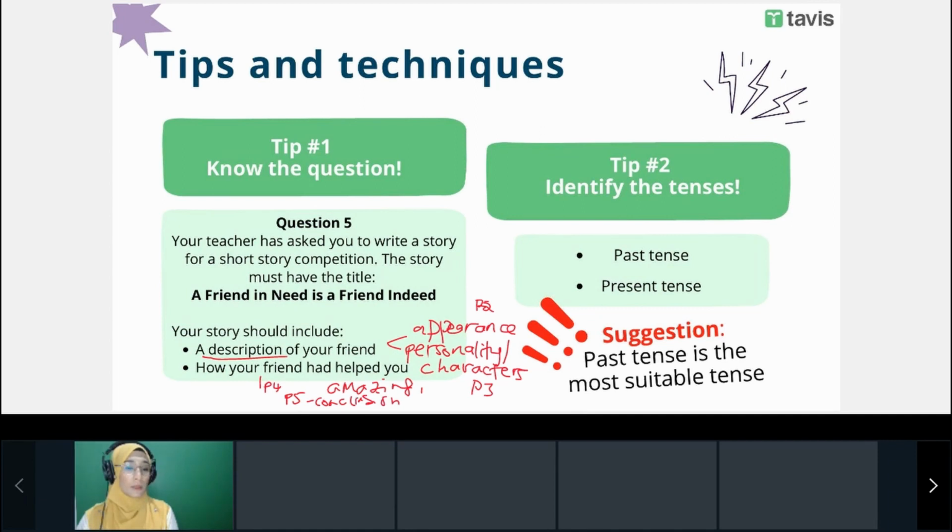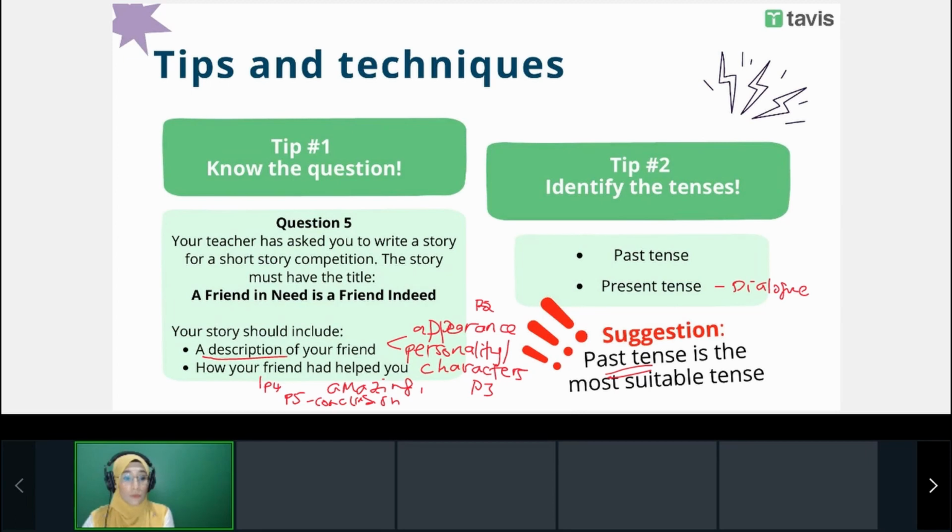Make sure you identify the tenses as well. Are you going to write in past tense or present tense? Again, you can have a combination, but the story overall has to be in past tense, which is the most suitable one. For present tense, you can write for dialogue, if you have dialogue.